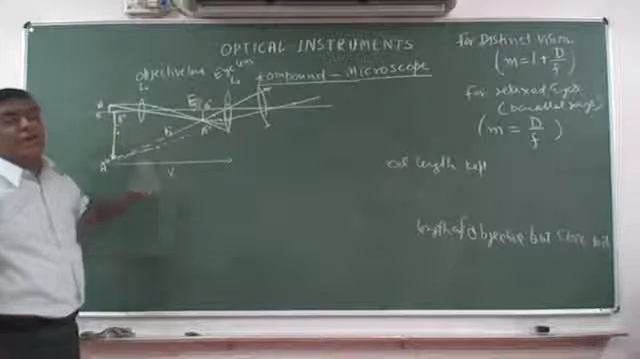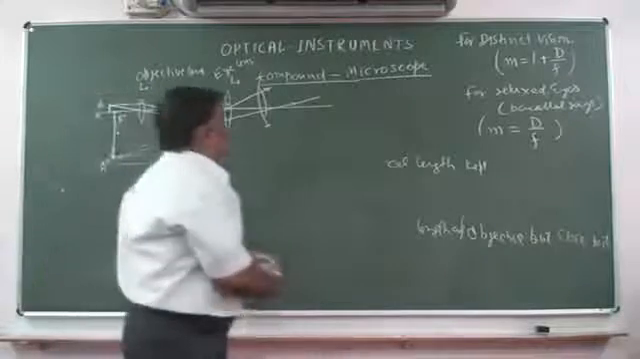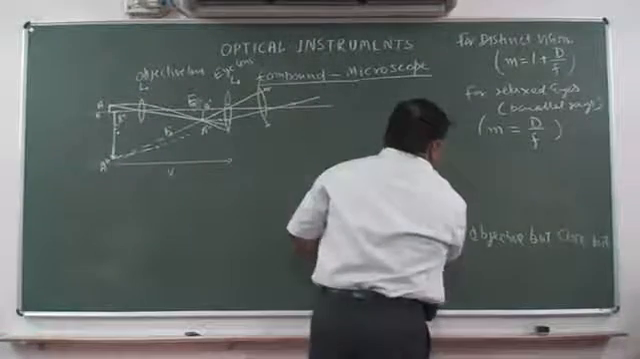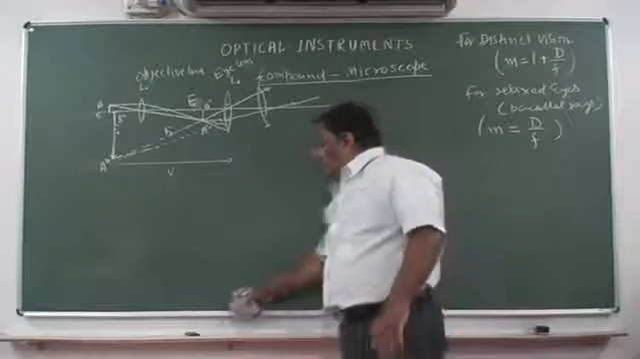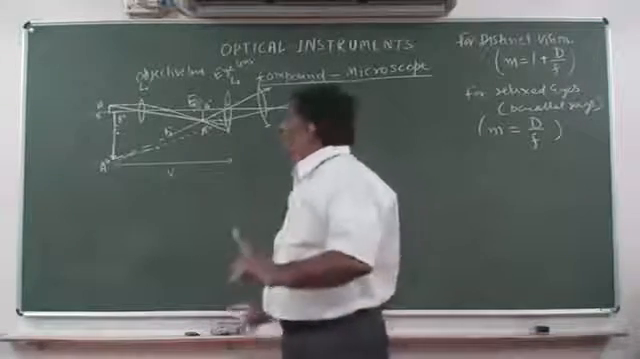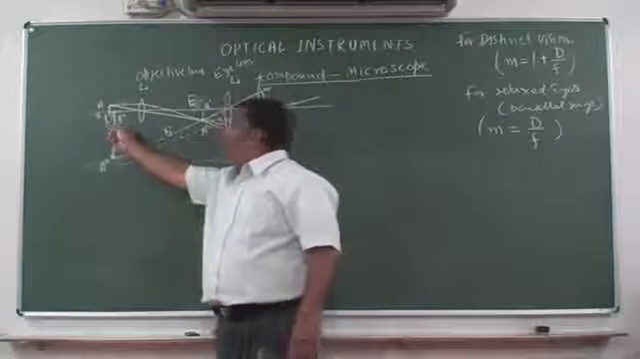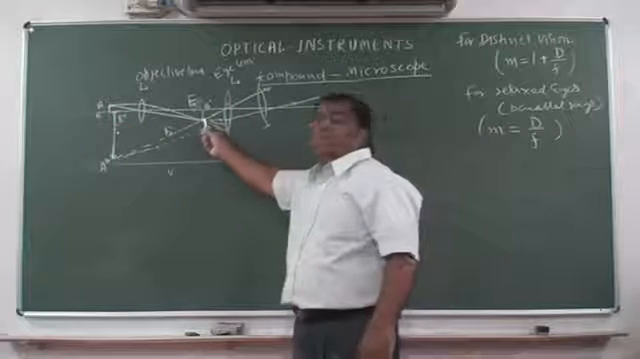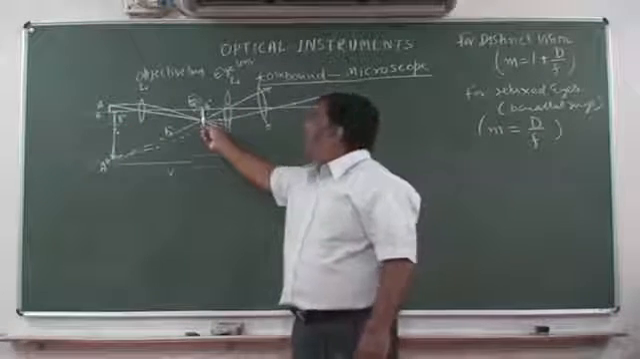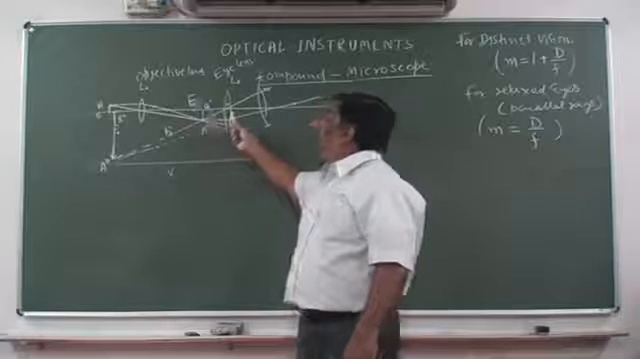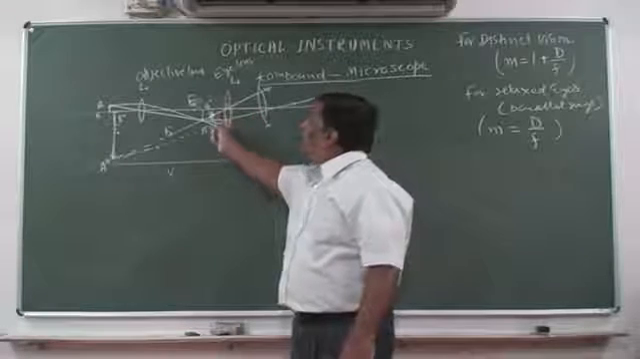Compound, why? Because there are two magnifications. So this is the ray diagram made by the compound microscope, and this you should remember. This is very important. Remember all the things in detail. Where the object is to be kept? Beyond focal length. What type of image it forms? Real, inverted, larger.